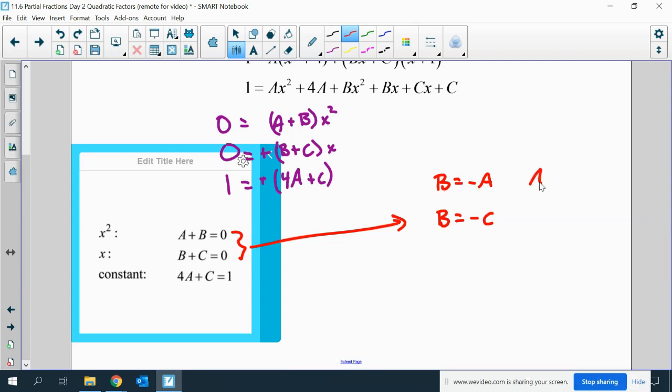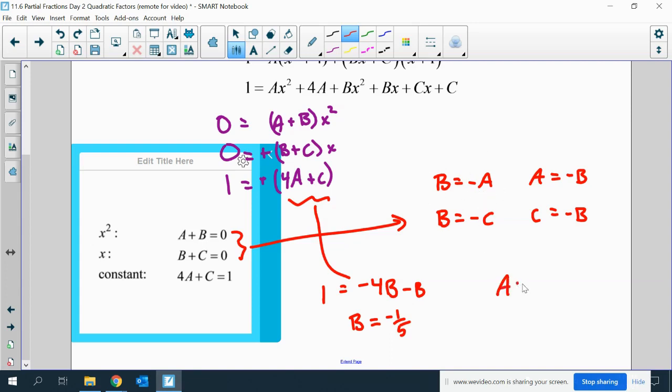So I'll also notice that A is equal to negative B and C is equal to negative B. So what I can do down here is take this and say if A is negative B, I have negative 4B. And if C is negative B, I have minus another B. And that equals 1. So negative 5b equals 1, or b equals negative 1/5. And then that means that I can figure out what a and c also are. A must be 1/5, and c must also be 1/5.